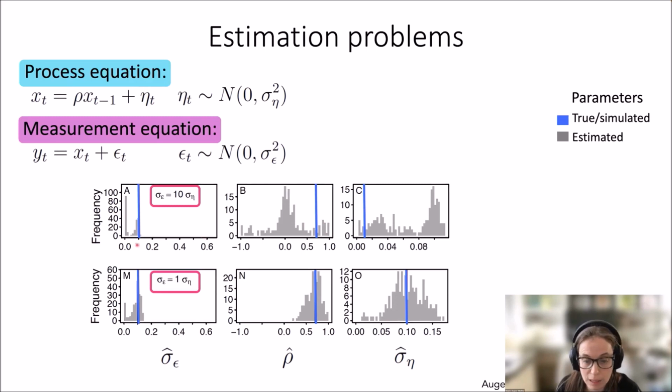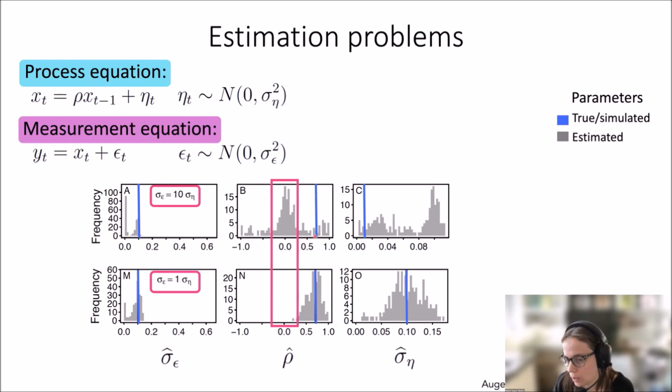If the model is doing great, then you would want the estimated value to be close to the true simulated value. Here we have two rows, one where the measurement error is 10 times the size of the process noise, and one where the measurement error is equal to the process noise, so the same order of magnitude. What we can see is that when the measurement error is really big compared to the process stochasticity, you have a hard time estimating some of the parameters. So our estimated correlation value peaks at 0 when the true value was, I can't remember, 0.6, for example.